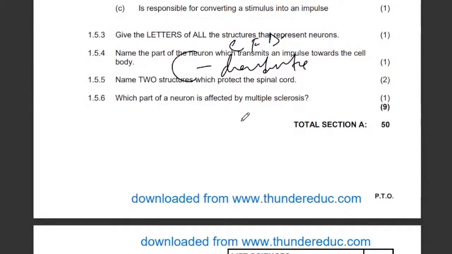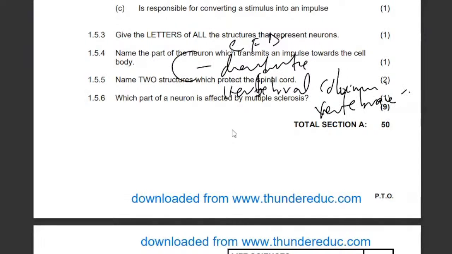Name the two structures which protect the spinal cord. Here we're talking about the vertebral column. Yes, or the vertebrae. Sometimes we call it the vertebrae.